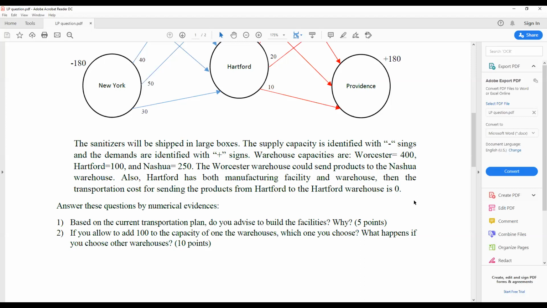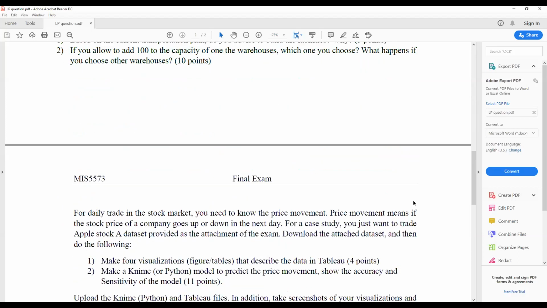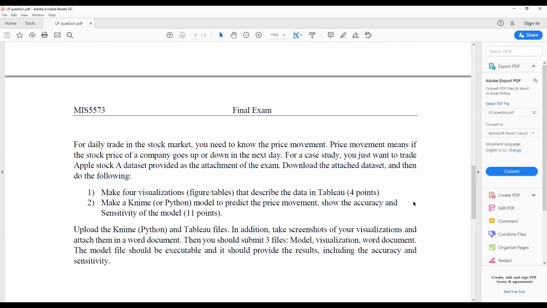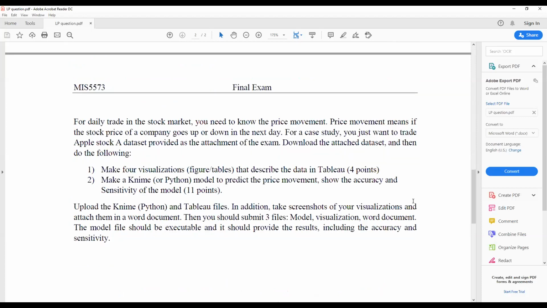So if there are no questions about this problem, let me go to the second problem. Half of your credit comes from this problem. So let me read it.